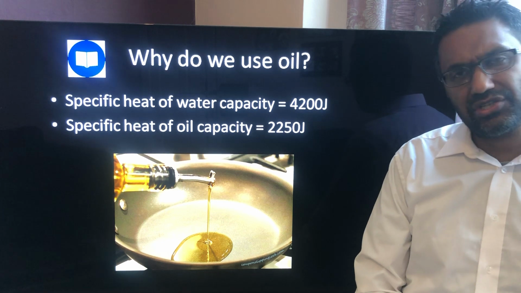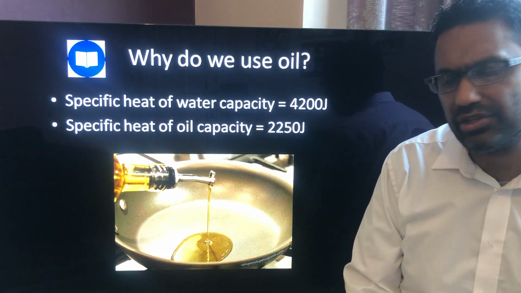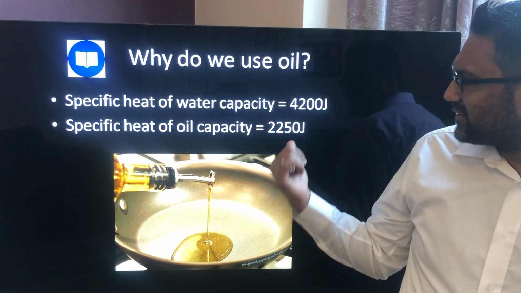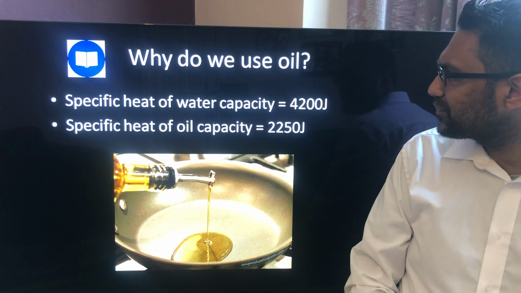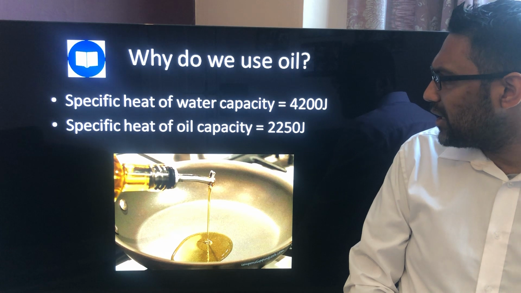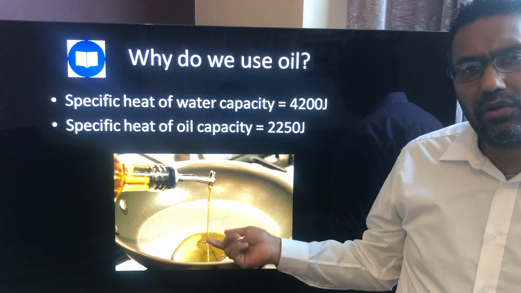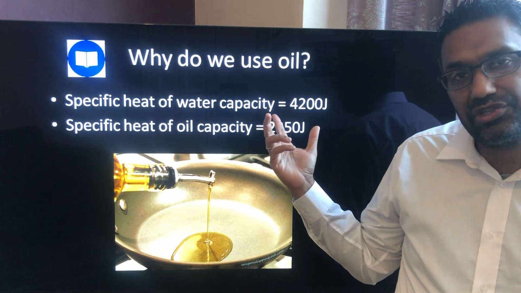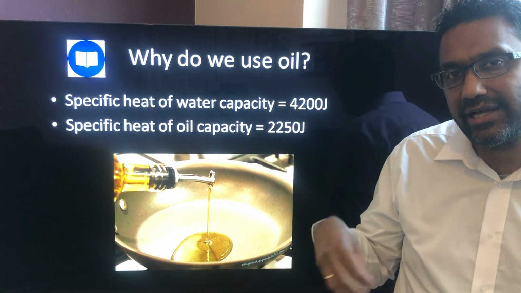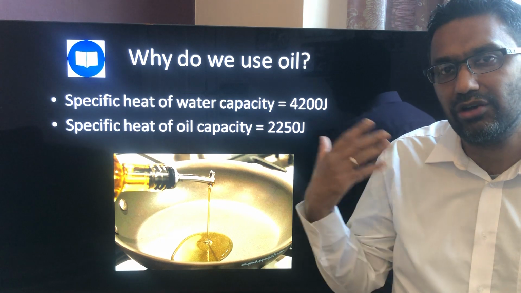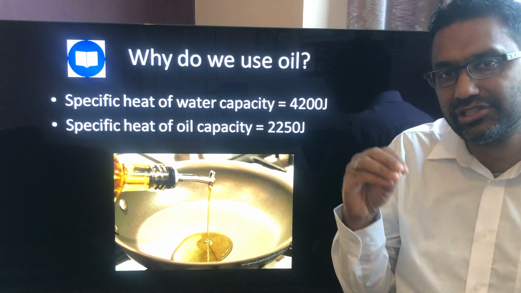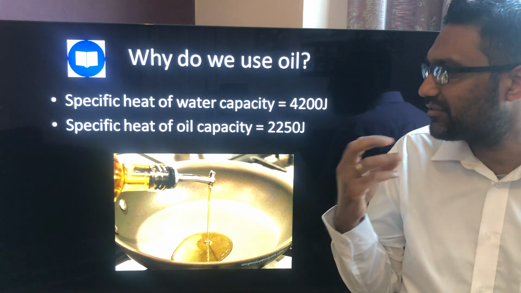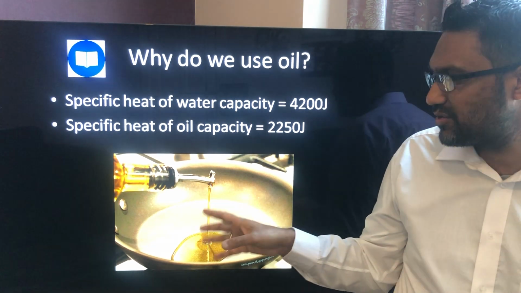Here's a question to think about. Why do we use oil to cook rather than, let's say, water? Well, oil's specific heat capacity is a lot less than water's, but oil doesn't boil at 100 degrees Celsius, whereas water does. So when you cook with water and you're boiling it, you can only cook something to 100 degrees Celsius. So the textures and the flavors of the food will taste different and feel different in your mouth when you boil something compared to if you fry something.